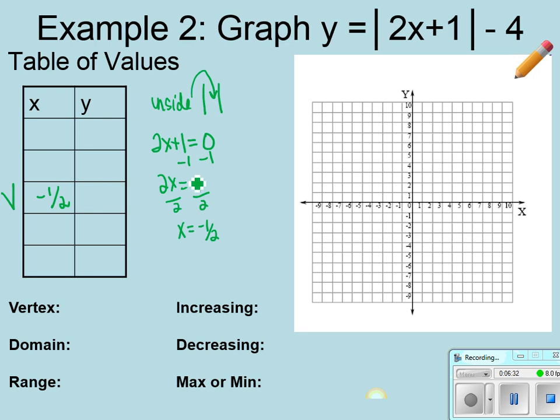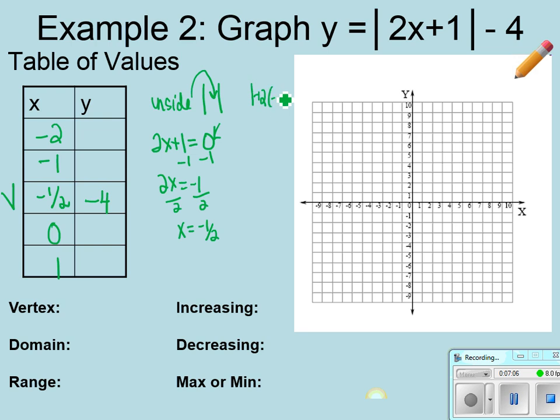Now, we plug that back in there, and it's going to give us a 0, because that's where it's equal to 0. The absolute value of 0 is 0, and 0 minus 4 is negative 4. Okay, now I need to do some values less than negative 1/2, which would be negative 1, negative 2, and greater than negative 1/2, which would be 0 and 1.